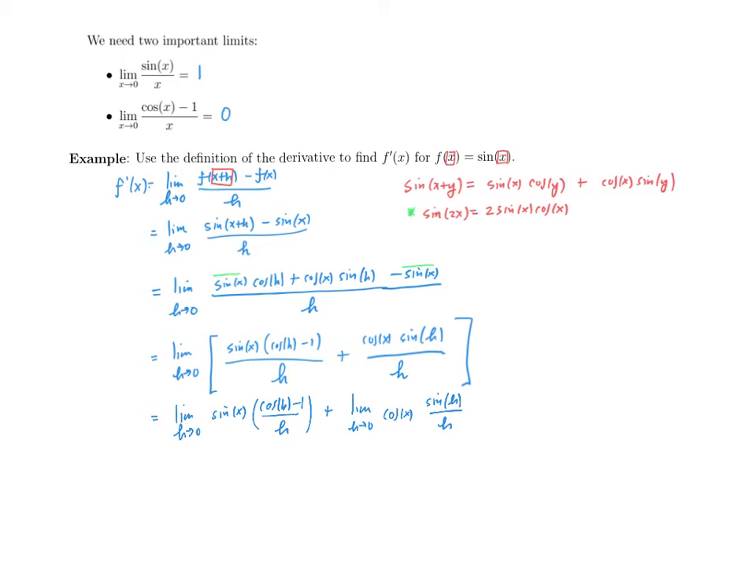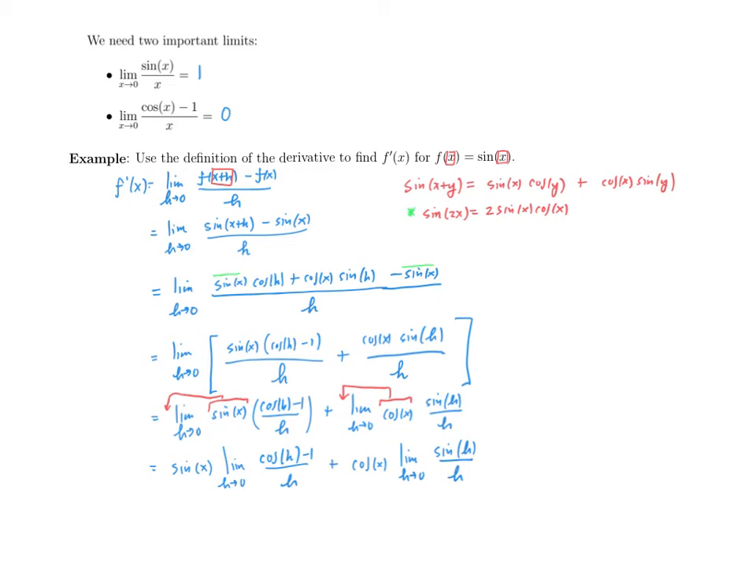So in the first limit, as indicated, sine x is a constant, which can be pulled out front. In the second limit, cosine is a constant, which can be pulled out front. So this would be sine of x times the limit as h approaches 0 of cosine h minus 1 over h, which should look familiar, plus cosine x times the limit as h approaches 0 of sine h over h, which also should look familiar.